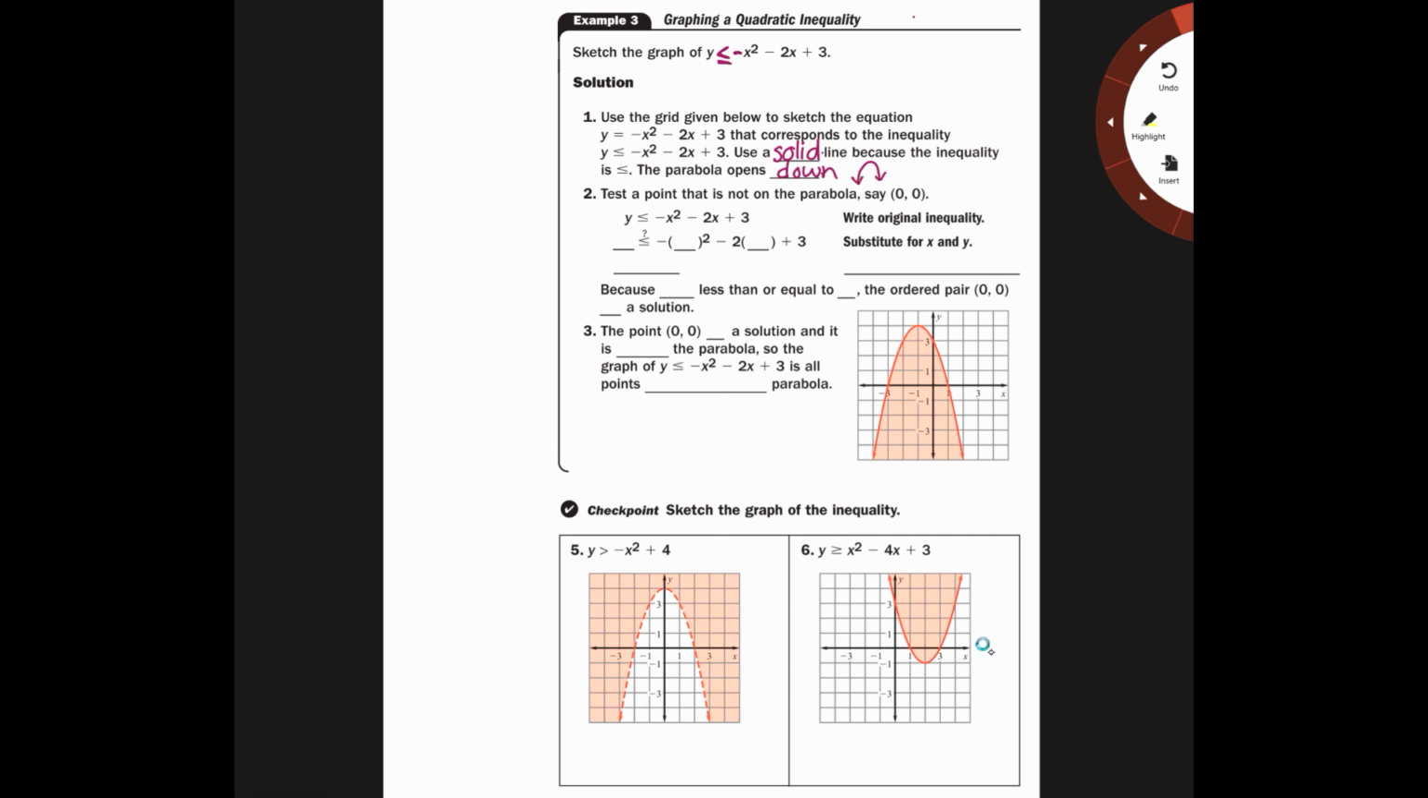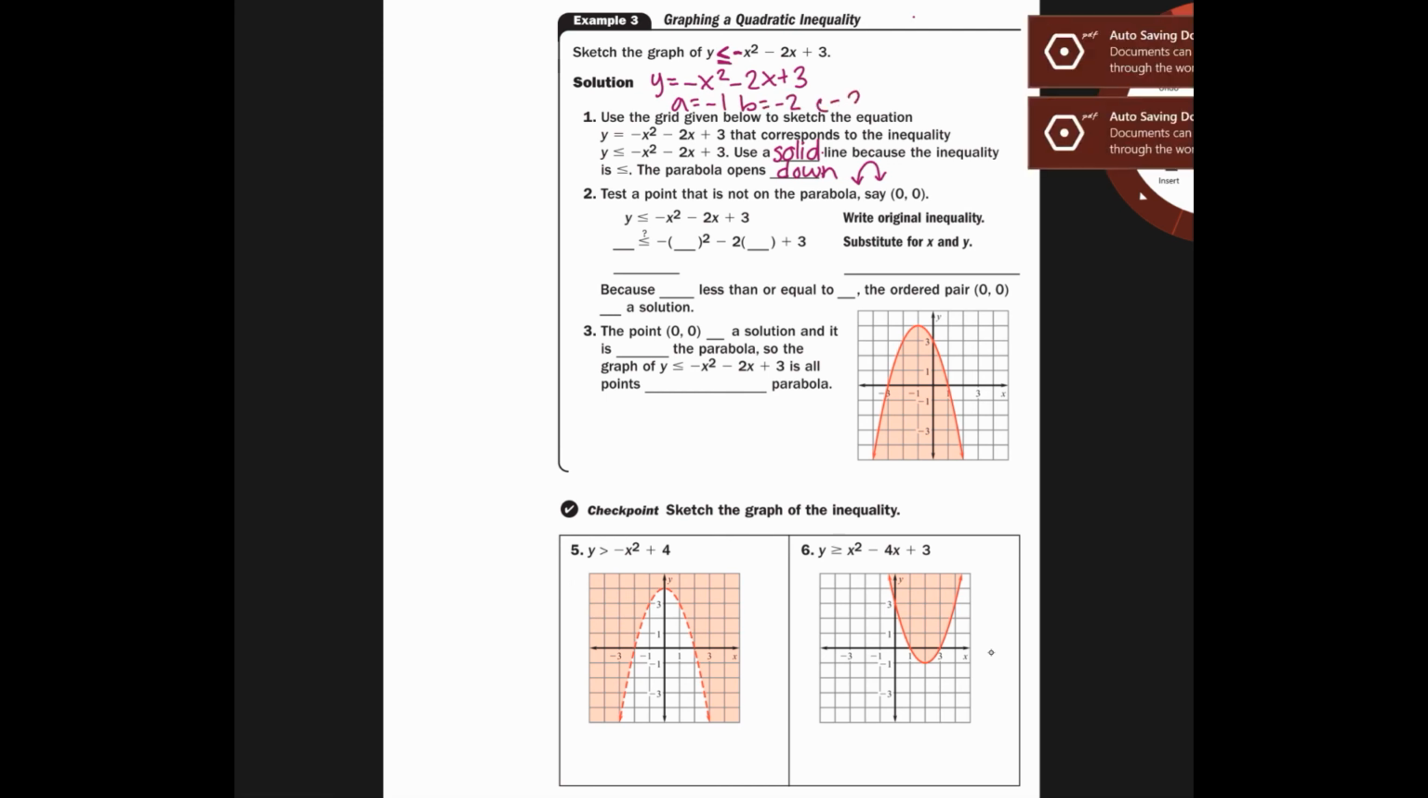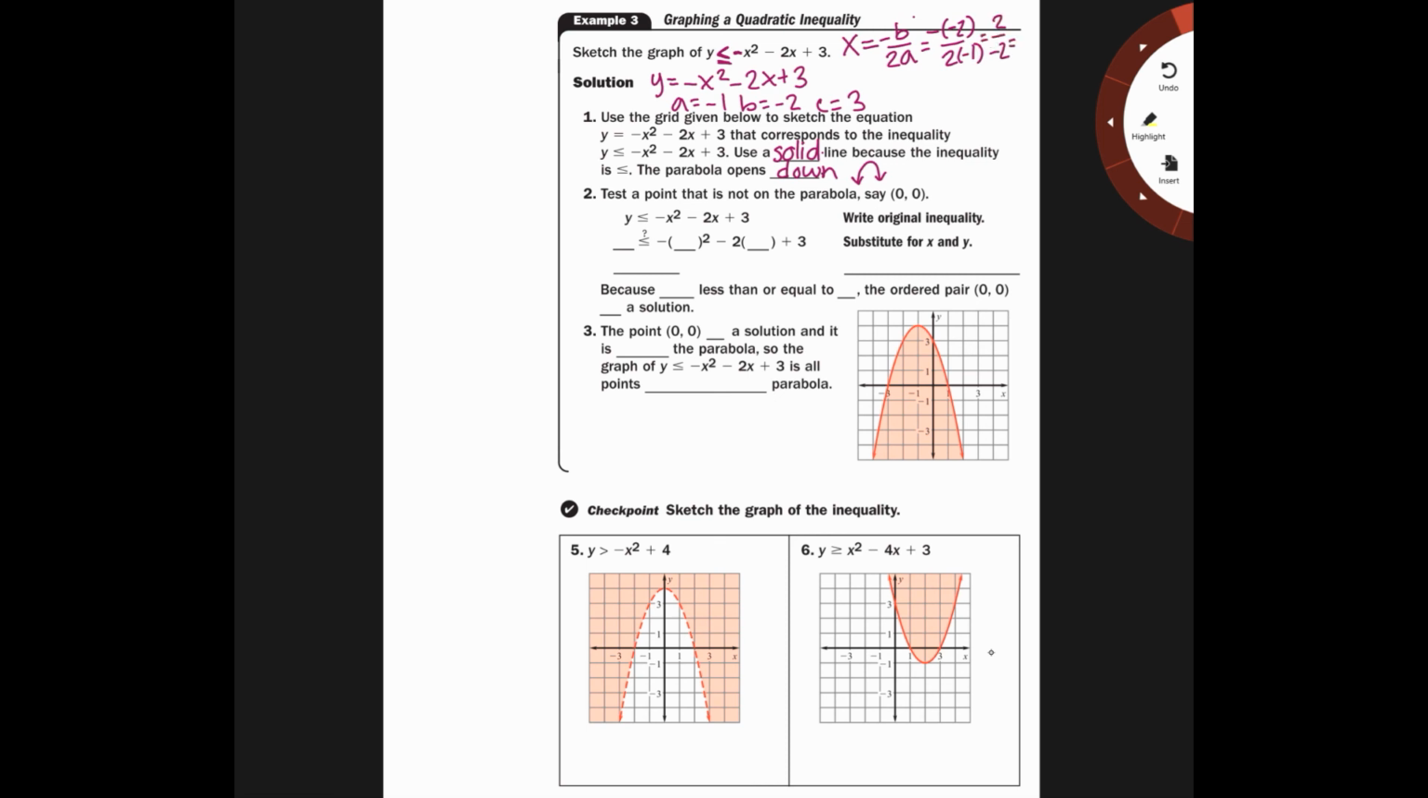Okay, so now I do need to sketch the graph, and we are going to practice sketching. It's basically our last one. We can do it. Okay, negative x squared minus 2x plus 3. So I can see I have an a of negative 1, b of negative 2, and a c of 3. So I can do x is equal to negative b over 2a, which is negative negative 2 over 2 times negative 1, which is a positive 2 over negative 2, which is a negative 1. So now I have an x of negative 1, so I can make my table over here.